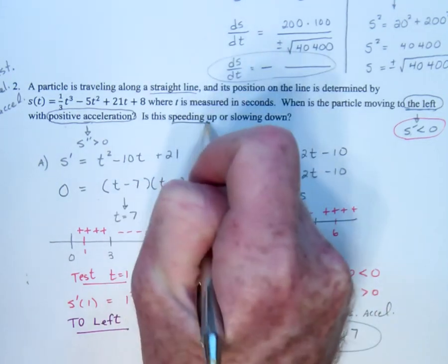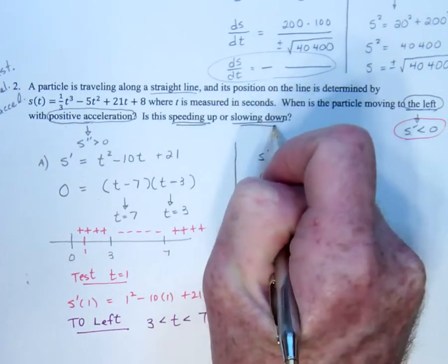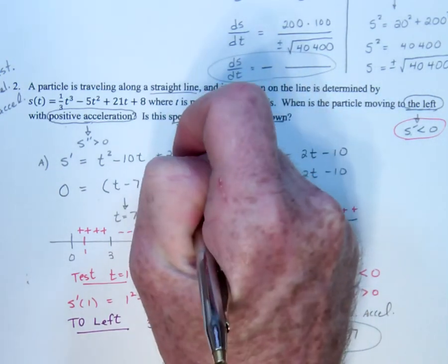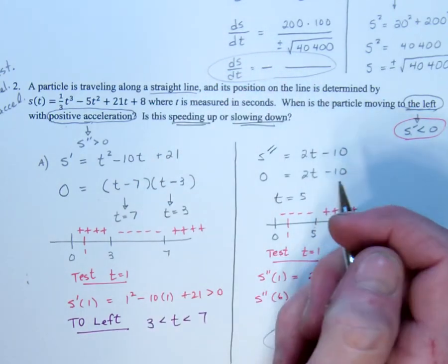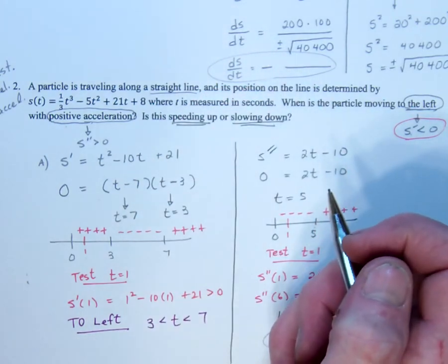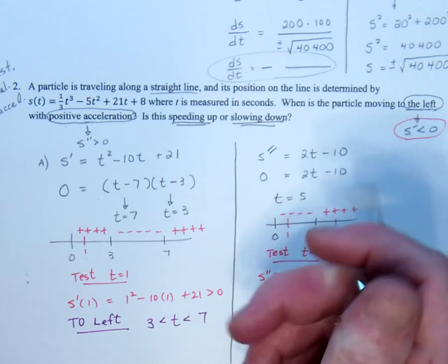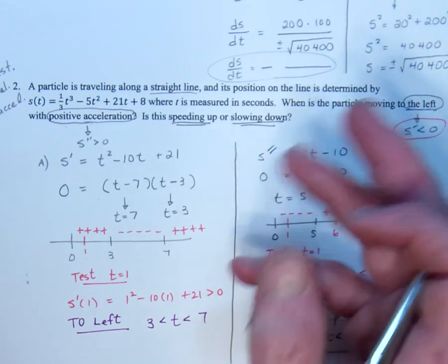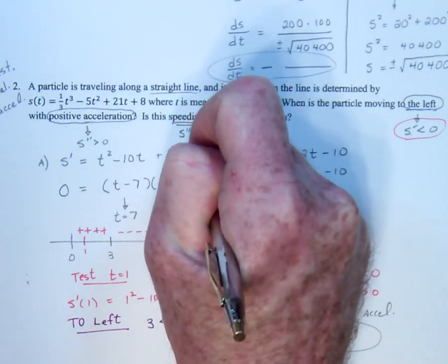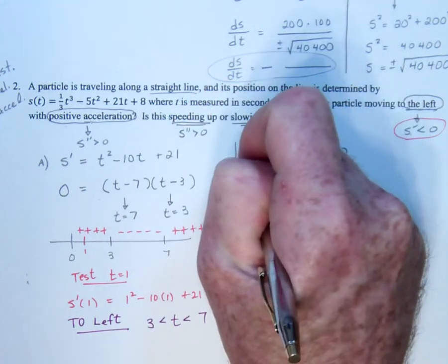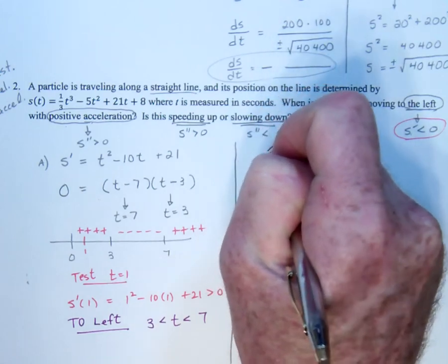When is it speeding up? When is it slowing down? So speeding up would mean accelerating. So just like in your car, when you speed up, so you're not just constantly going 50 miles an hour, but you're speeding up. You're going 50, 60, 70. So this means acceleration is positive. Slowing down means acceleration is negative.